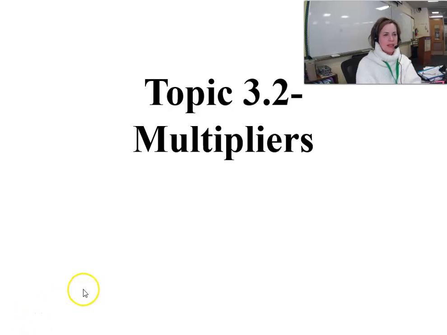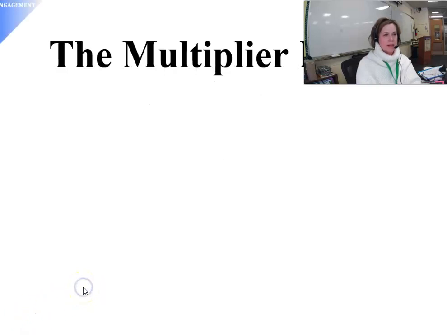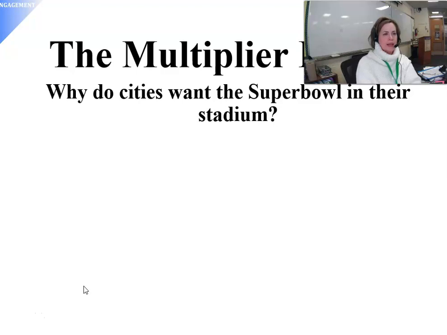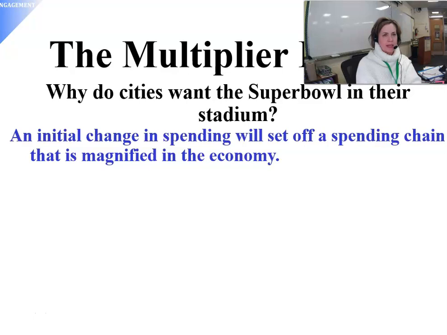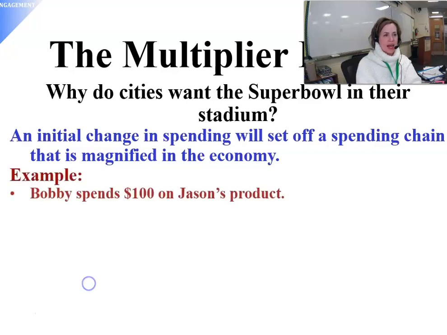In this video, I'm going to cover multipliers. Consider why cities want the Super Bowl to be held in their stadium? An initial change in spending will set off a spending chain that's magnified in the economy.